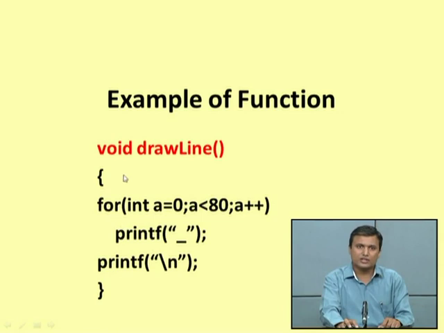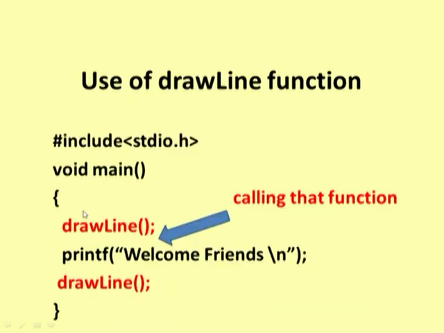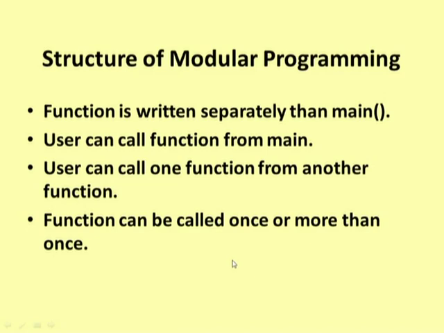Clear? So this is the simple example of the drawLine function. Now here is how to use that function. Here I write the code, and within the main, if I want to draw the line, I just write down drawLine and put the semicolon. Now again, if I want to draw the line after some statements, I call the same function again. Means you can call the same function one or more than one time. Clear? Okay, so this is regarding the function uses, or the modular approach advantage.